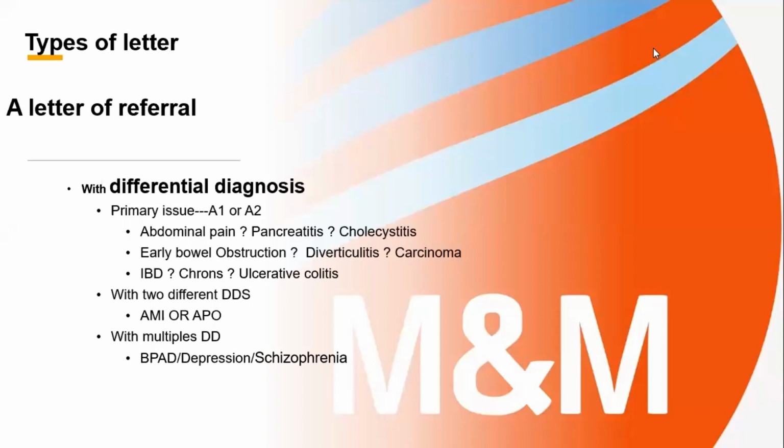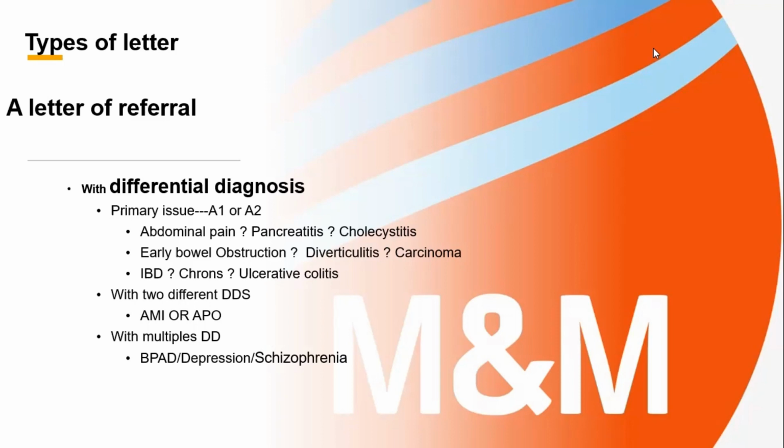Now, differential diagnosis. In a differential diagnosis, we may have a primary issue followed by two types. Let's say we have a disease X, and then further two types. For example, we can write: "I'm writing to refer Mr. XYZ, whose signs, symptoms, and investigation are suggestive of inflammatory bowel disease, secondary to Crohn's or ulcerative colitis." So we do have a kind of differential diagnosis: a primary disease followed by two further types.